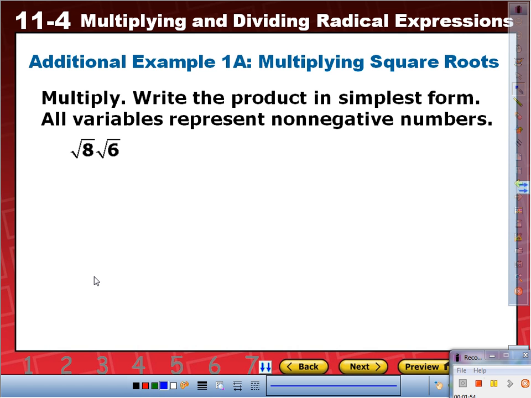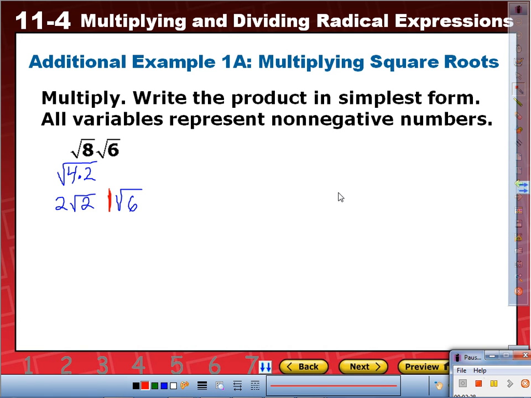So according to the steps, step 1 says simplify. Can I simplify the 8? Yes. This becomes square root of 4 times 2. What is square root of 4? 2, and we're left with square root of 2. I'm going to bring down this one, square root of 6. Now, there's multiplication here between these two, right? However, what is the coefficient here? 1.